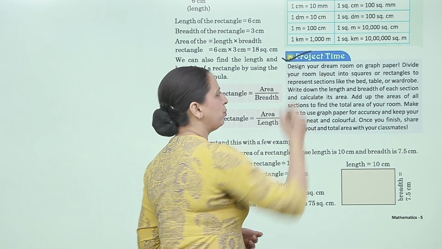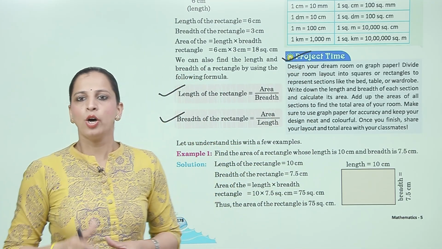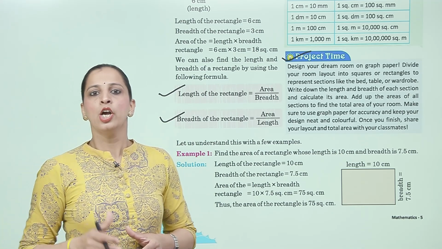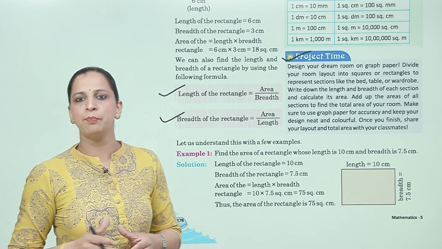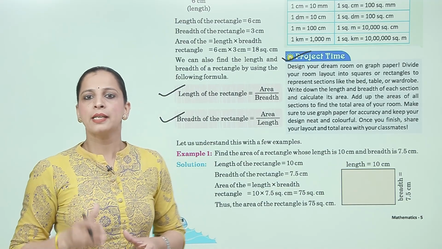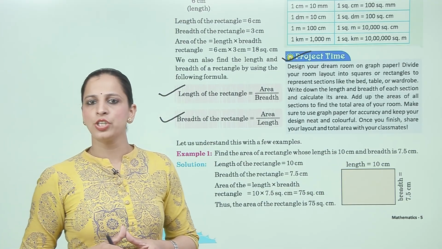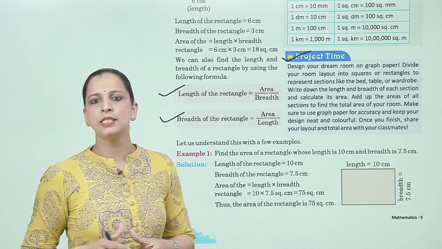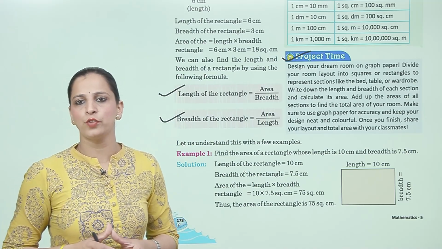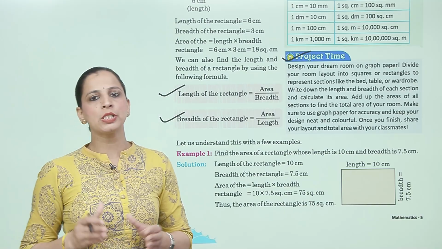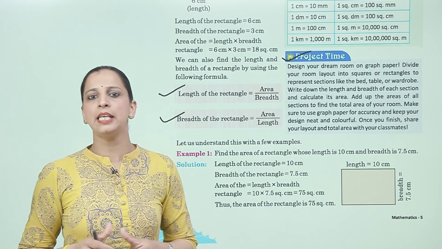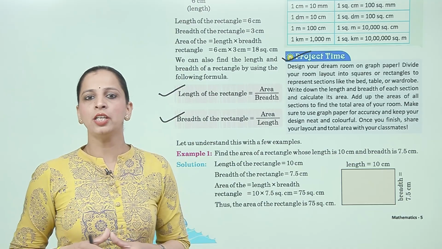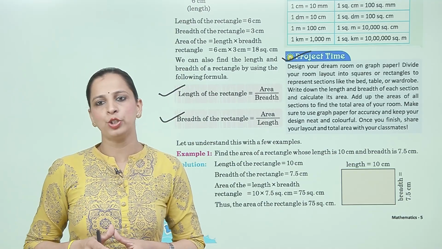Now, project time. Design your dream room on graph paper. Divide your room layout into squares or rectangles to represent sections like the bed, table or wardrobe. Write down the length and breadth of each section and calculate its area. Add up the area of all sections to find the total area of your room. Make sure to use graph paper for accuracy and keep your design neat and colorful. Once you finish, share your layout and total area with your classmates.